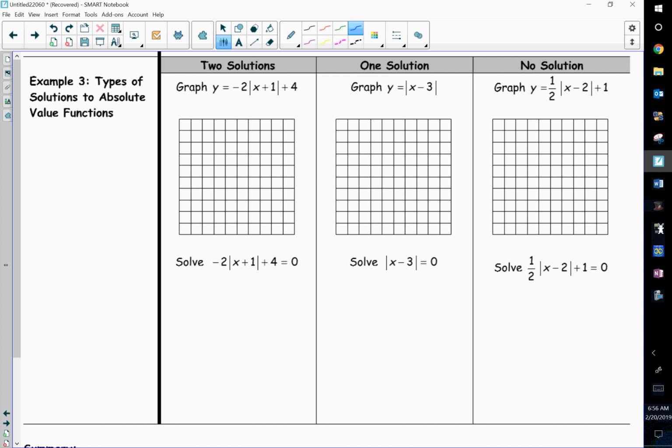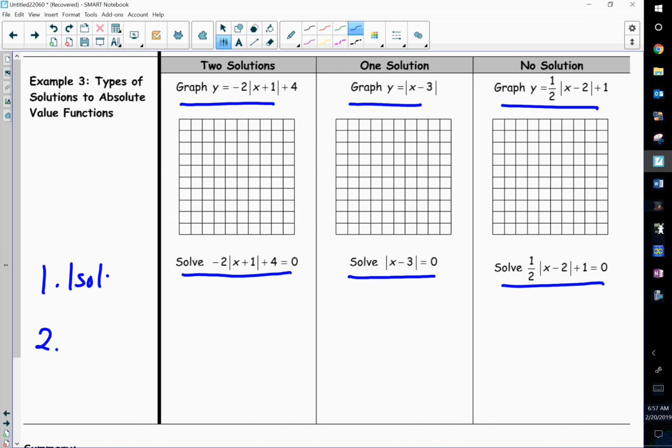Okay, the last example has 3 graphs and 3 solutions. The graph of the absolute value equation y equals -2 times the absolute value of x plus 1, this one, and the graph of this one and the graph of this one will give you the same solution as if you solve this equation and this equation and this equation using the method that I just taught you, using the 2 steps. Isolate and then set up 2 different equations. So take a second to graph each of these and then solve each of these, and then pause the video and check your answers when you're finished.